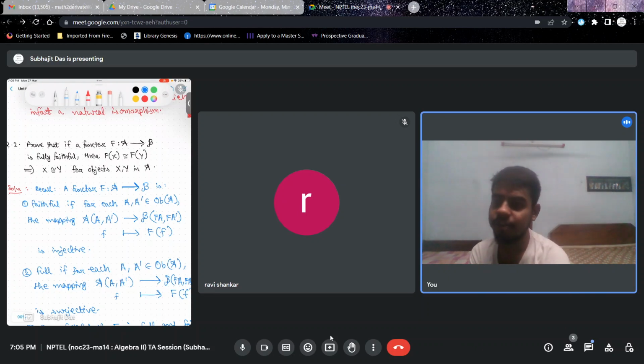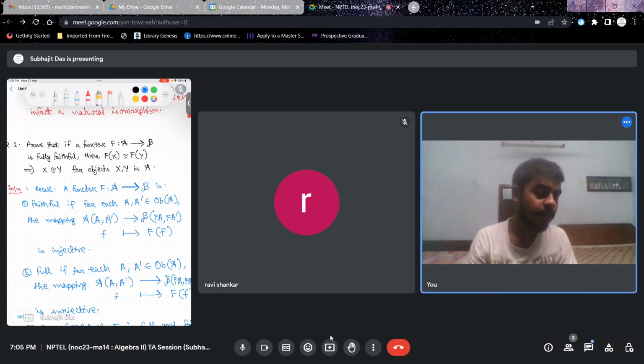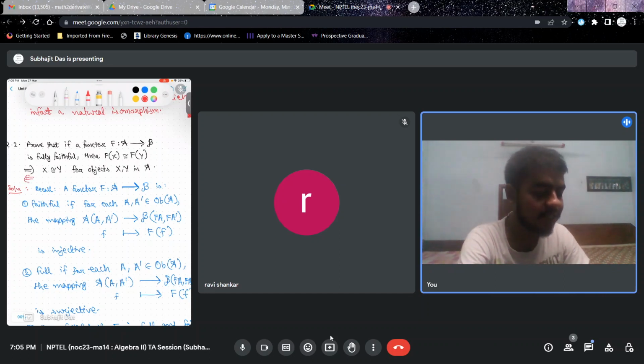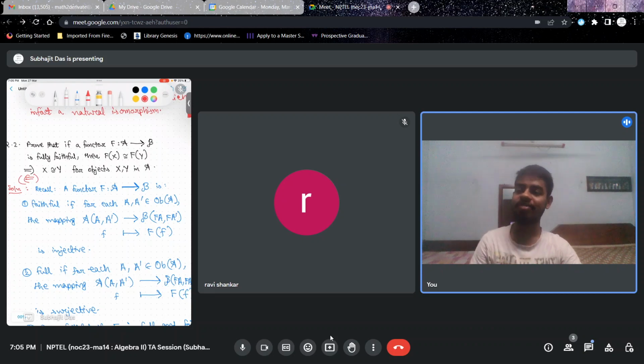So if f is a functor from a into b, you can show that for objects x, y in the category a, x isomorphic to y will imply that the image objects fx and fy are isomorphic. But the question here is asking something in the converse direction. It says that if the image objects are isomorphic, then so are the starting objects. So what I'm trying to say here is that you have an implication in the opposite direction as well, but this is not true for every functor.